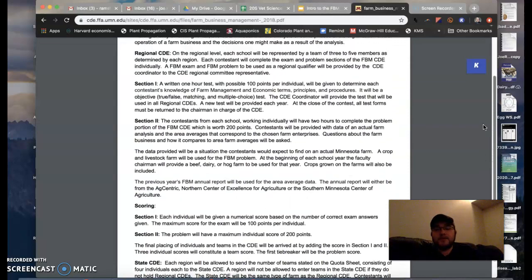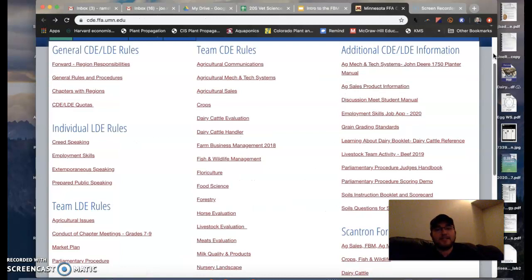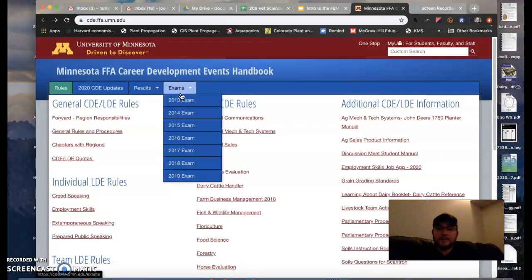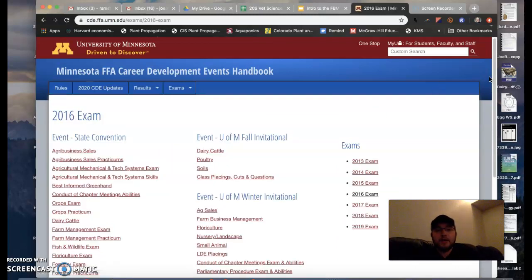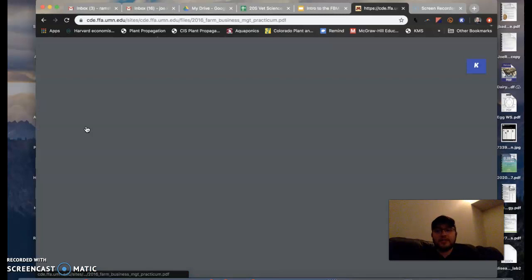So you can verify that information on this sheet, nice and short, only 1 page. I think it's one of the only CDEs that's that short, which is always a good thing. And then you can look back at old exams here. So 2013 all the way until 2019, and there hasn't really been that much change over those years in what the CDE has entailed. It's always been a practicum and it's always been an exam. So you can go through here, and let's say I want to look at the 2016 exam. I can go ahead and go to Farm Business Management Exam and Practicum and take a look at those materials.